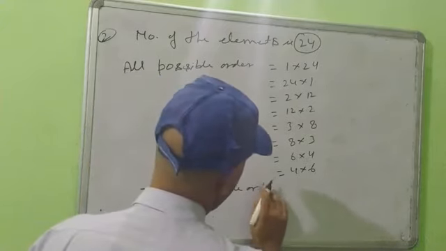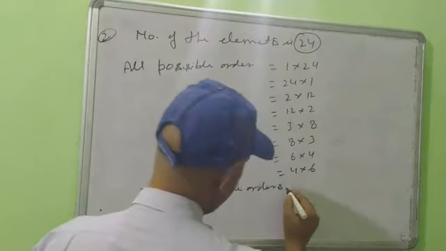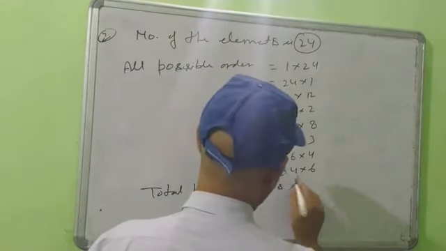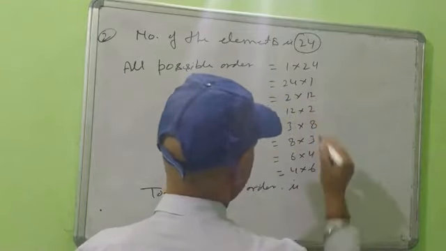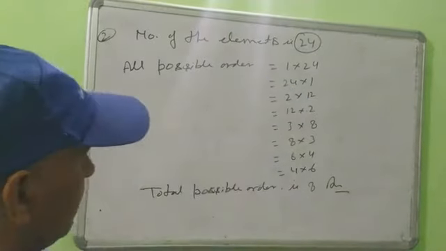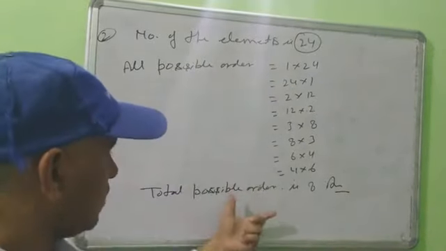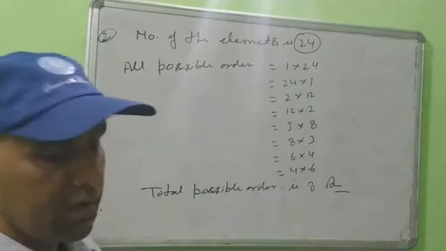So you can write the answer: the total possible orders are 1, 2, 3, 4, 5, 6, 7, 8. The total number of orders is 8. You can answer in the complete way by explaining like this, or you can answer in short form: 8. In this way you can find it.